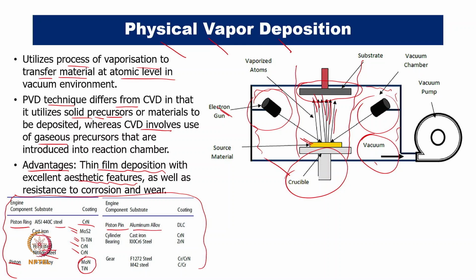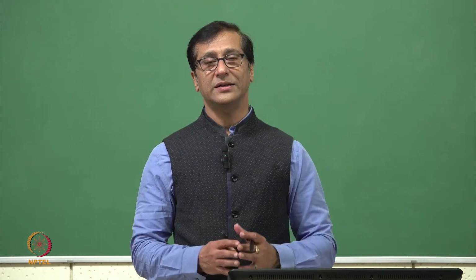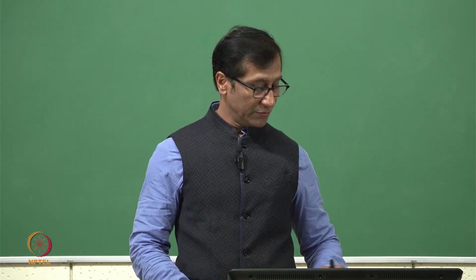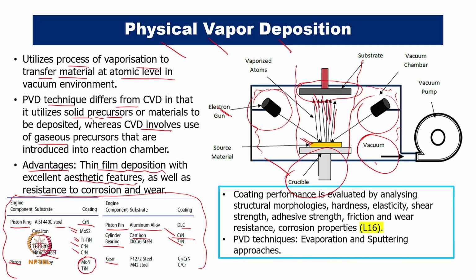Piston pin, again made of aluminum, they are using DLC coating. So DLC is one of the very important coatings. To some extent we cover it in this lecture, and some DLC will be covered in the next lecture, lecture 15 on nanotribology. Cylinder, which is made of cast iron, in this case chromium nitride again, bearings zirconium nitride, gears also have a coating. So PVD has been applied in all engine components, the reason being it is getting more and more popular.